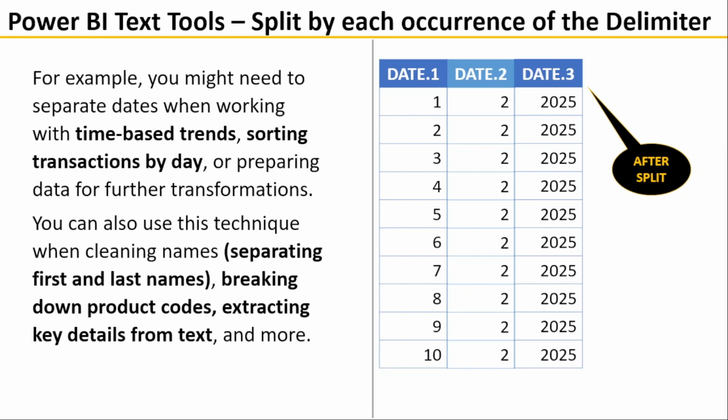For example, you might need to separate dates when working with time-based trends, sorting transactions by day, or preparing data for further transformation. You can also use this technique when cleaning names, like separating first and last names, breaking down product codes, extracting key details from text, and more.